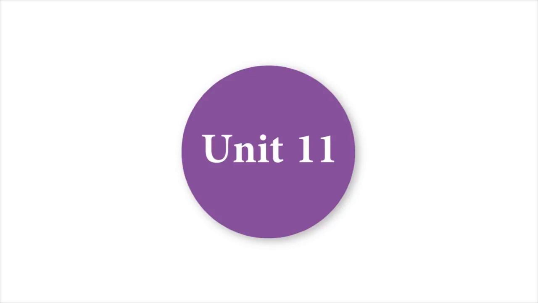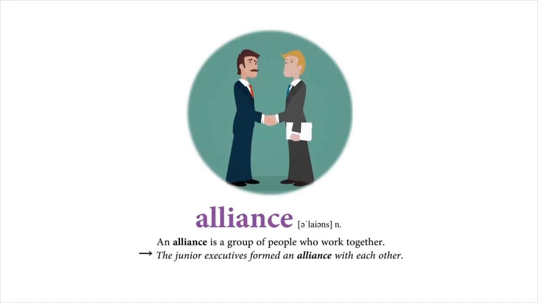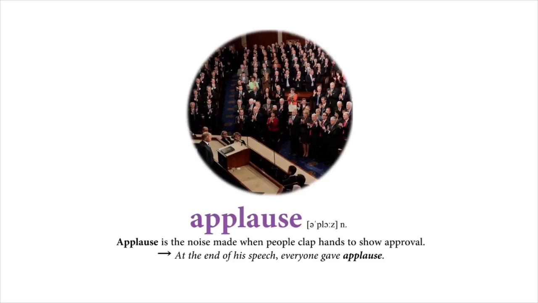Unit 11. Word list. Alliance. An alliance is a group of people who work together. The junior executives formed an alliance with each other. Applause. Applause is the noise made when people clap hands to show approval. At the end of his speech, everyone gave applause.